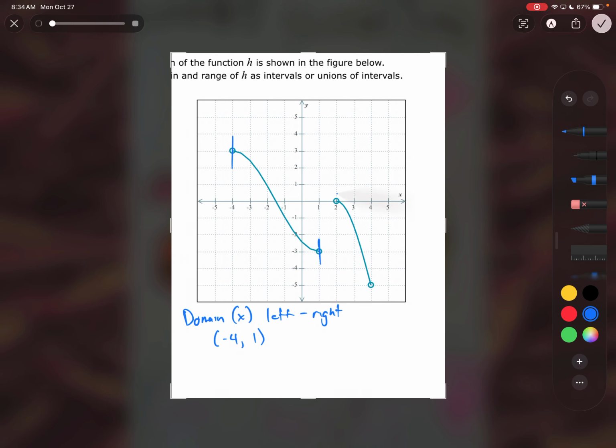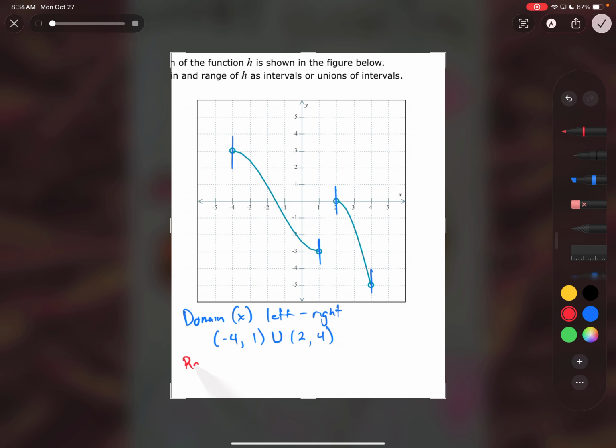And then the other part of the graph would be 2, and it stops at 4. And then you do a union symbol to say or. So x could be any number between -4 and 1, and x could be any number between 2 and 4. And it can't equal any of them because they're all open circles, so you use parentheses on all of them.